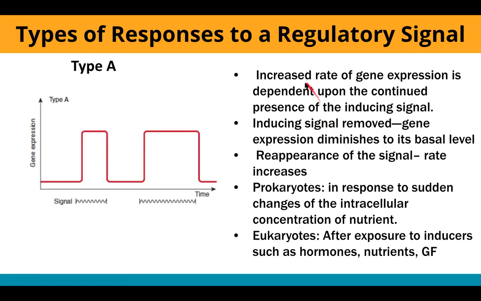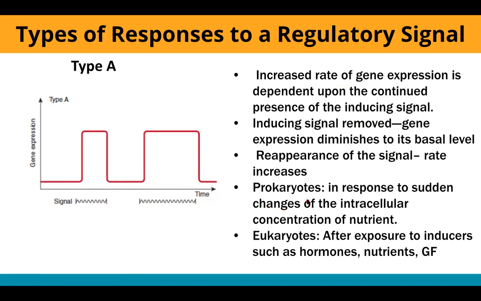For type A, the increased rate of gene expression is dependent upon the continued presence of the inducing signal. Now, gene expression will only occur if there are signals present. So, once the inducing signal is removed, the gene expression diminishes to its basal level. And if the signal is again present, the rate of gene expression increases.